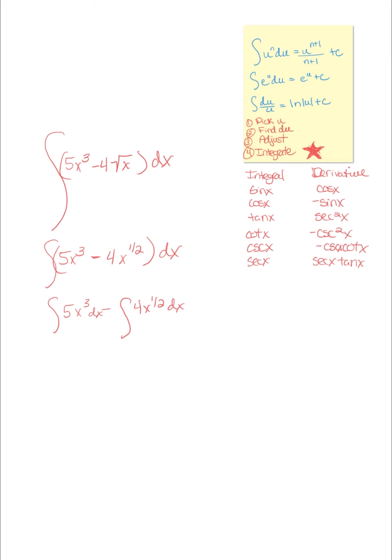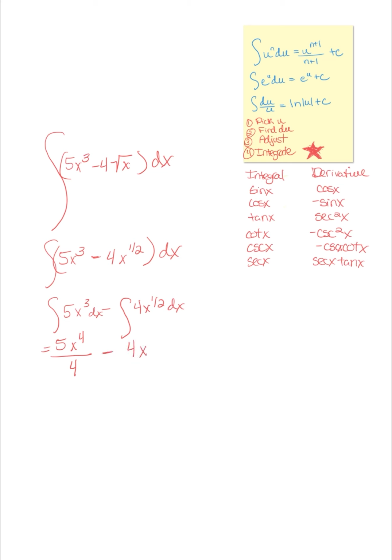Okay, so our 5 here is just a multiplier, our 4 is a multiplier, and just like we wouldn't take a derivative of that, we're not going to do anything with it to integrate it, because if it doesn't affect the derivative, it's not going to affect the integral. All right, so the integral of 5x cubed is going to be 5x to the 4th. So we're adding 1 to the power and dividing by that new power.